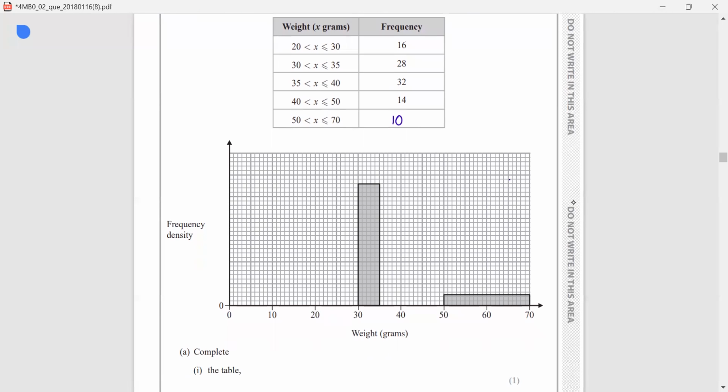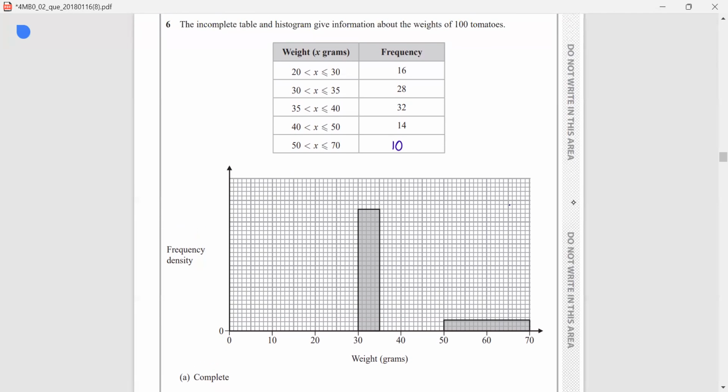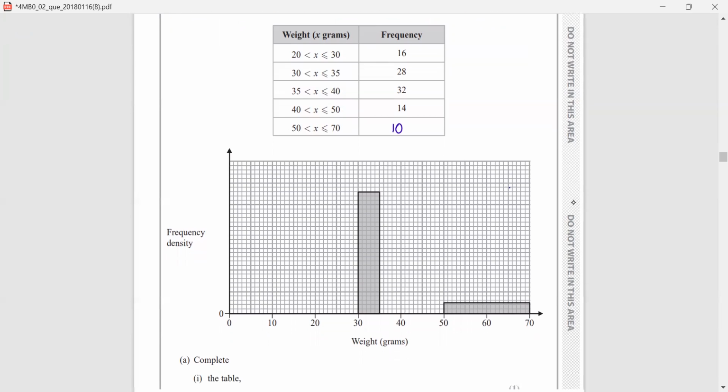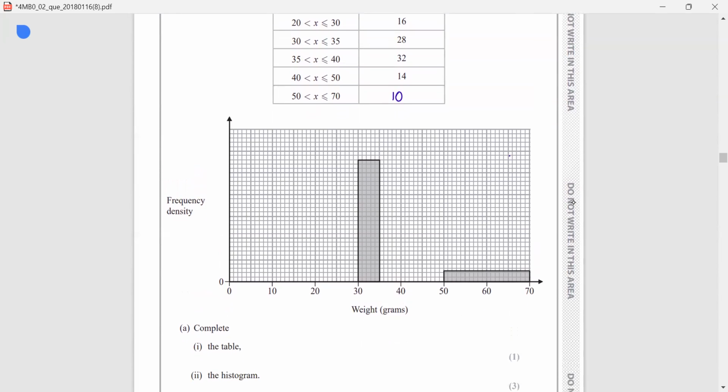And from the histogram, we can see that the vertical axis is representing the frequency density and the horizontal axis is representing the class interval for the weight. So frequency density is frequency divided by class width and the vertical axis is not labeled. So at first we will label the vertical axis. Frequency density will be equal to frequency divided by class width.